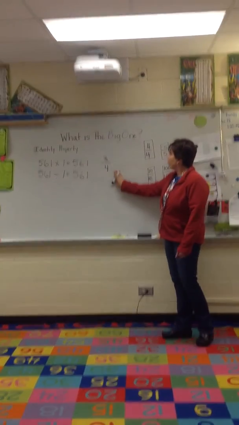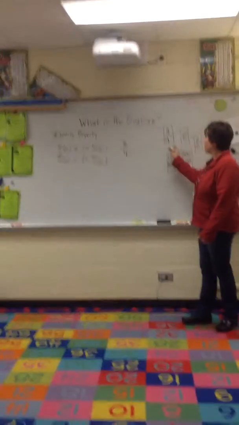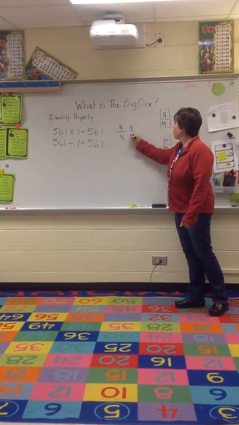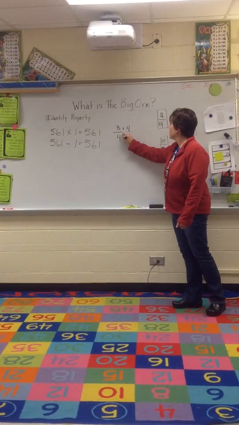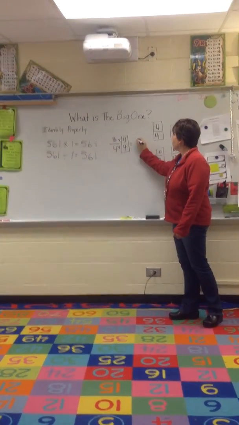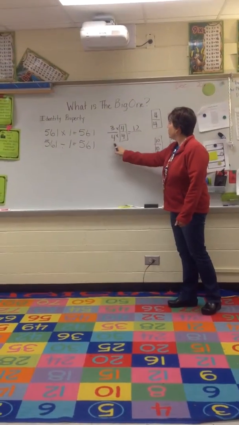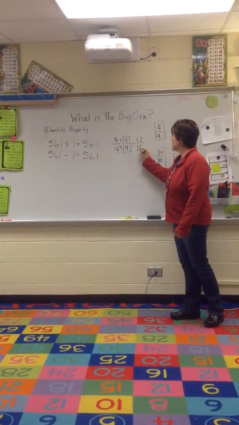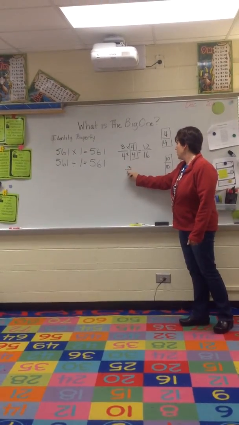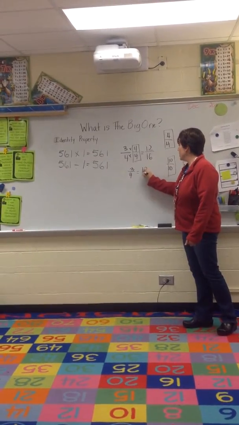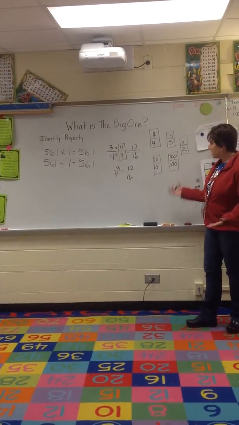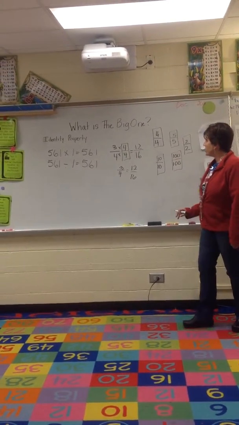So here I have 3/4. I can multiply 3/4 times the big one of 4/4. 3 times 4 is 12. 4 times 4 is 16. And I now have an equivalent fraction. 3/4 is equal to 12/16.